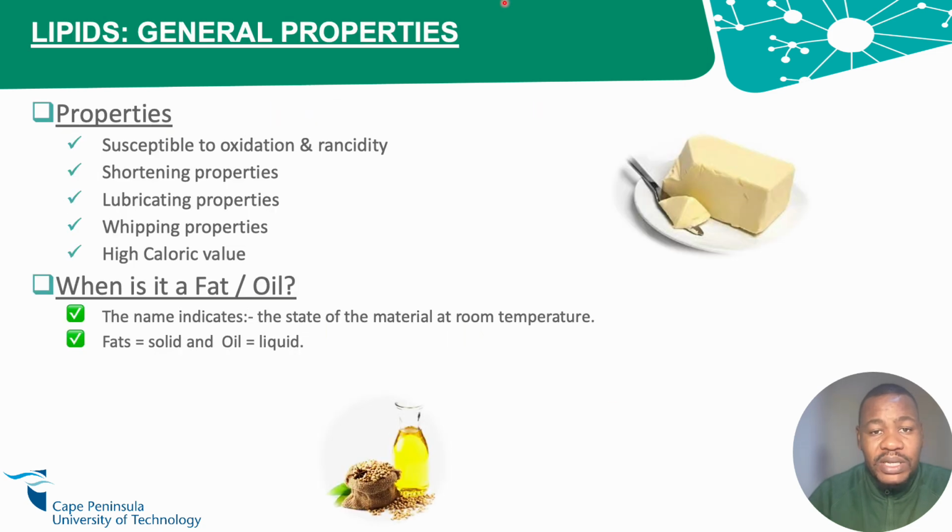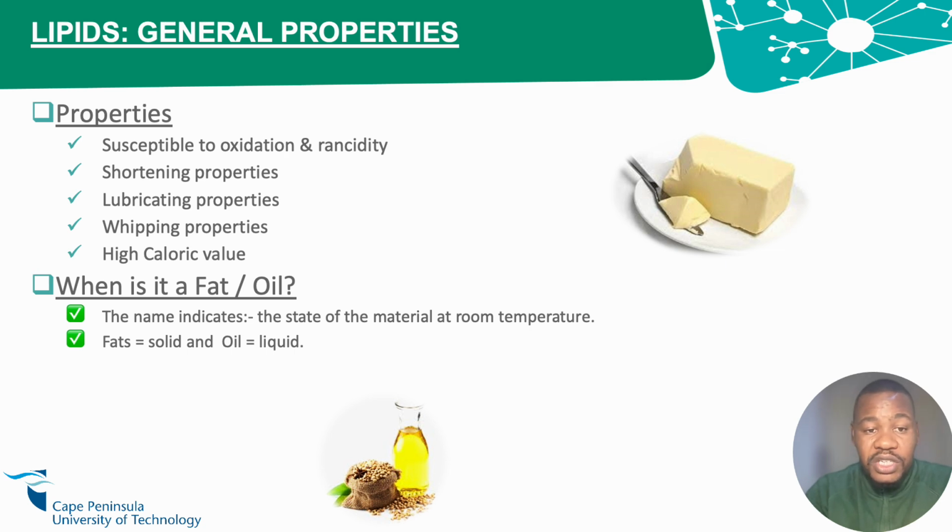So what are the properties of fats? The properties of fats are that they are susceptible to oxidation and rancidity. That is one of the chemical spoilages of fat. They also have lubricating and shortening properties, whipping properties, and a high caloric value.